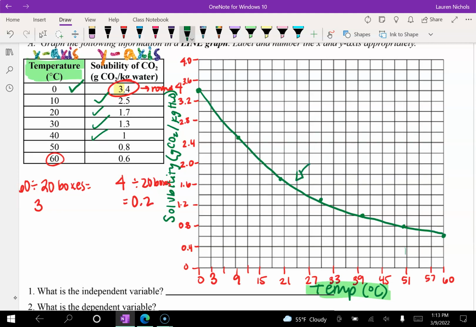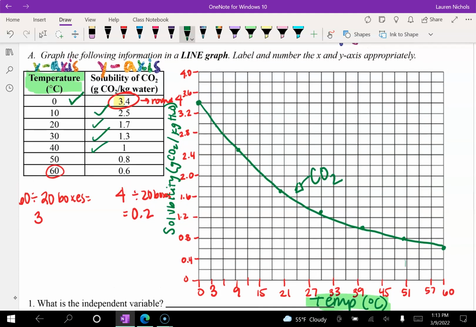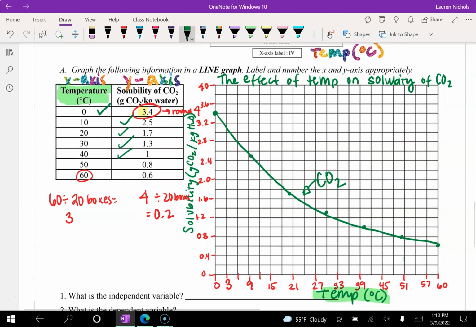We can label this, because if we had multiple of them, we could say, okay, this is carbon dioxide. And we need a title, so we can say the effect of our independent variable, so temperature, so the effect of temperature on our dependent variable, which is our solubility of CO2. Okay, and so we've got our graph here. So your ticket out the door is graphing your own thing, so you want to make sure we look at how to create a graph and what those values mean.